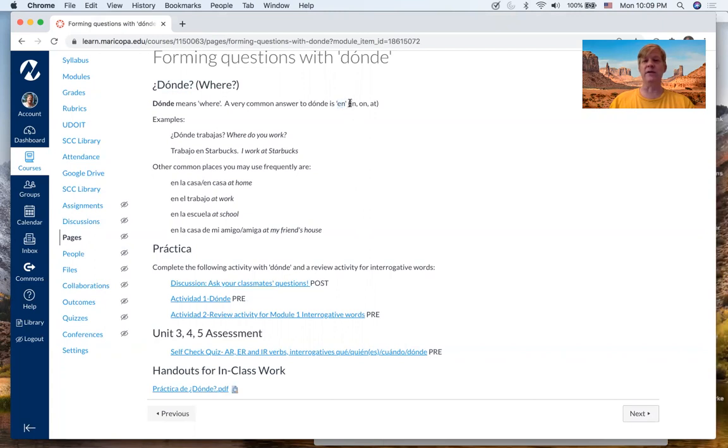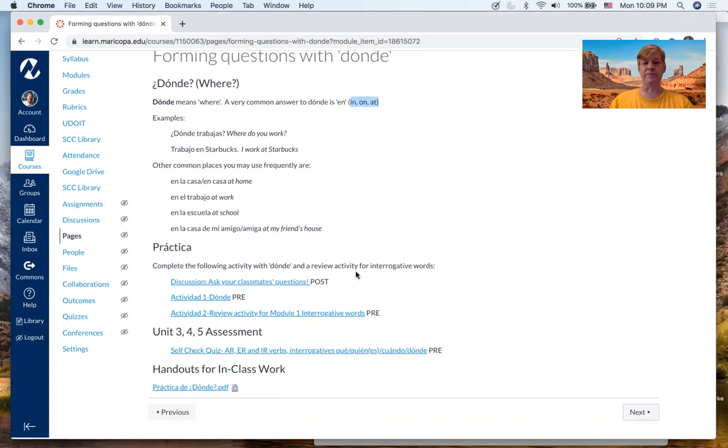En means in, on, and at in English, depending on what you're saying. For instance, at home, at SEC, in the library, on the table, etc.